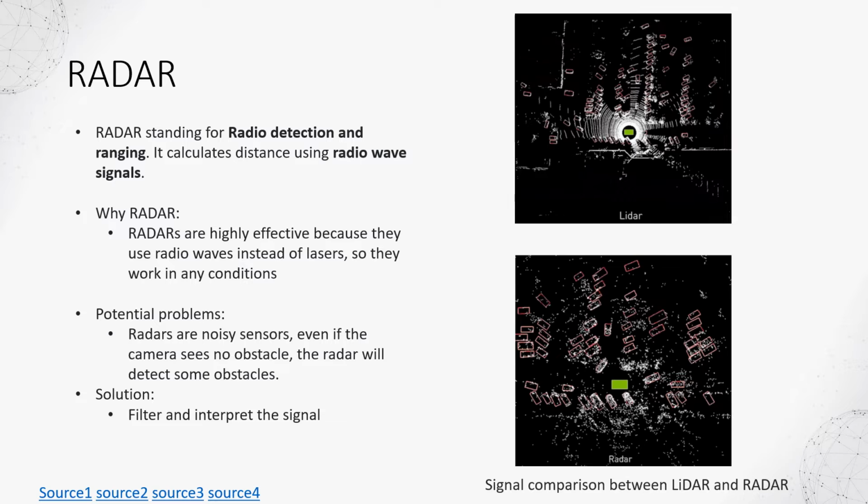Radar is another sensor which can measure the distance of objects. Unlike LiDAR, radar is more robust because it uses radio waves instead of laser, so it can work in any condition. Radar has its own limitations as well. Radar is a noisy sensor, so compared with LiDAR, the signals received from radar are noisier. The pictures on the right side compare the difference between LiDAR and radar. So if we are using radar, we might need some other filter algorithm to filter and interpret the signals.